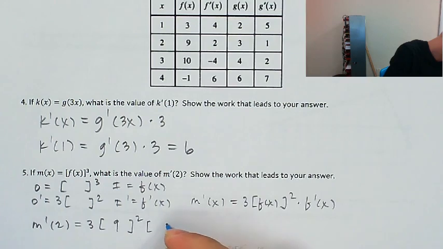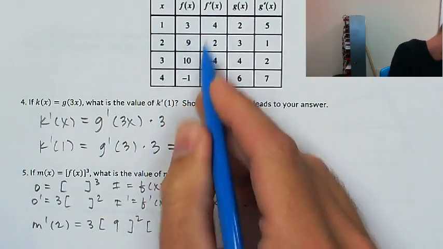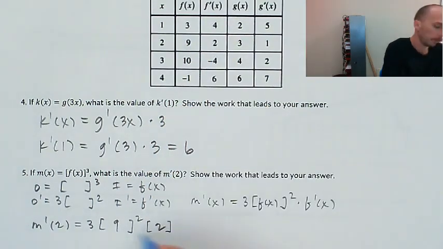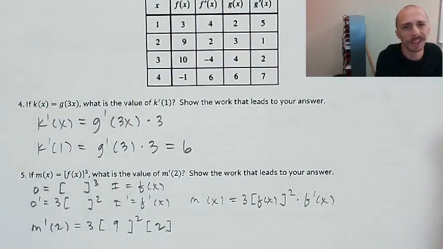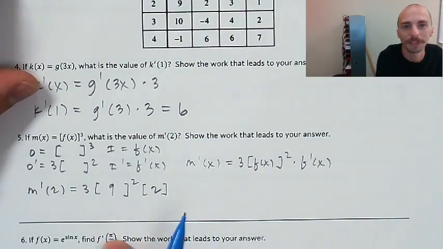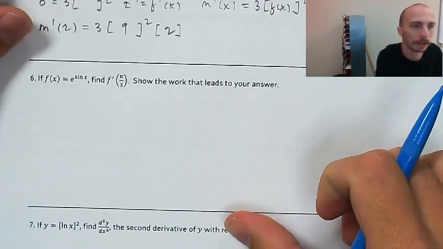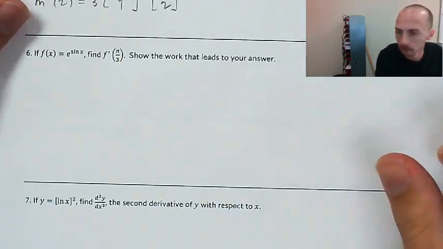Multiplied by f prime of 2, which is going to be 2. So 6 times 81, that's the type of thing, 46, maybe best staying here, right? Best off staying here. All right, now we got 2 more on this form.